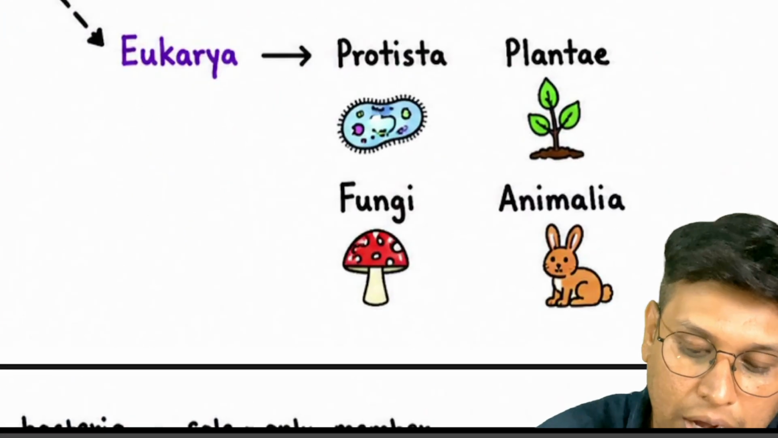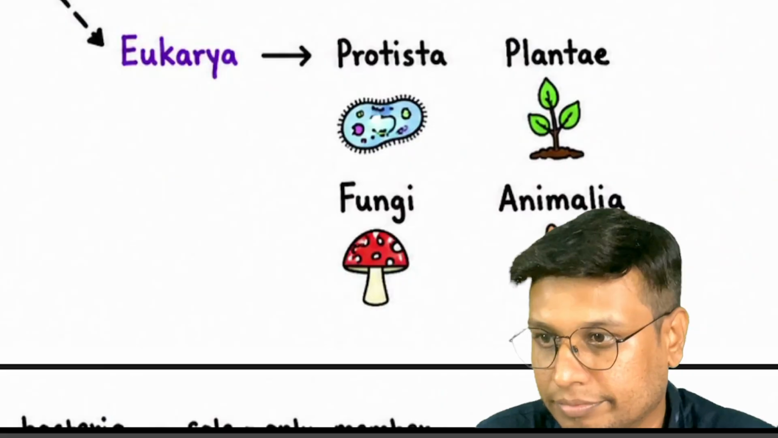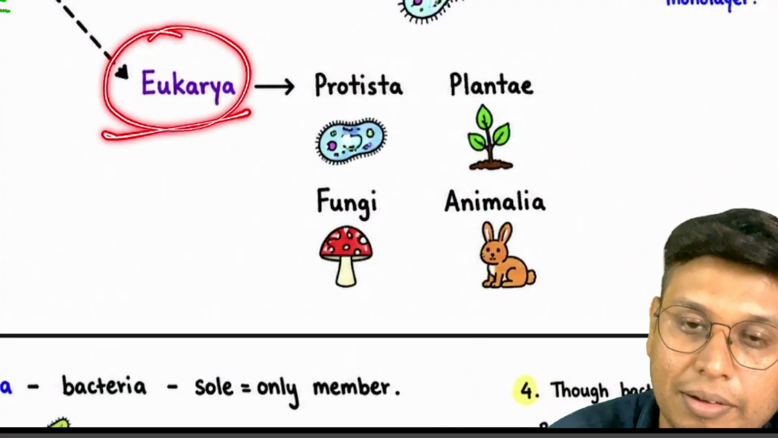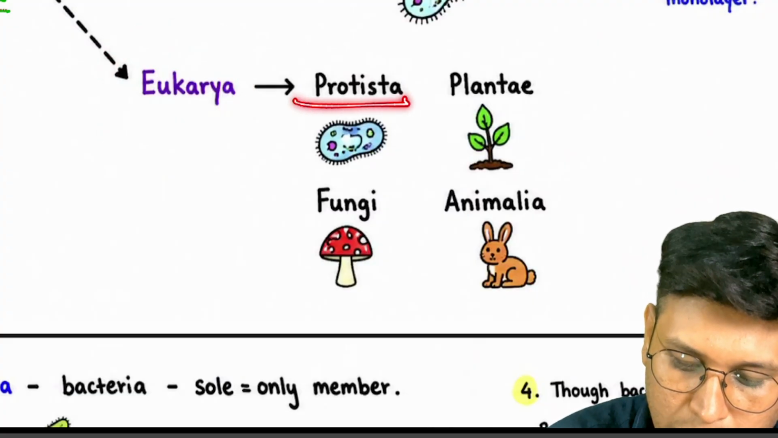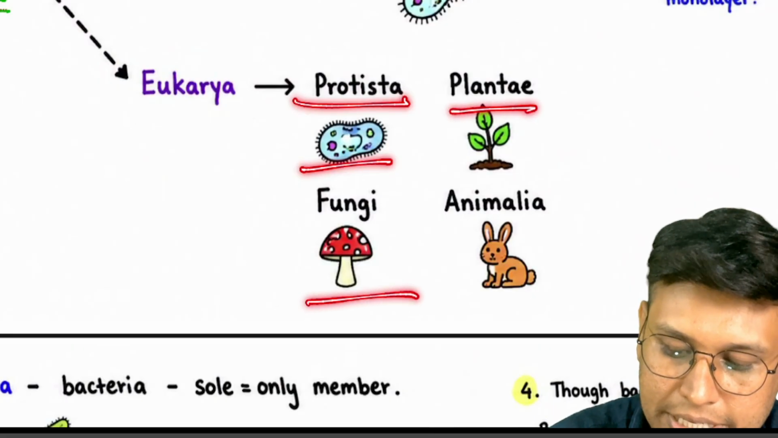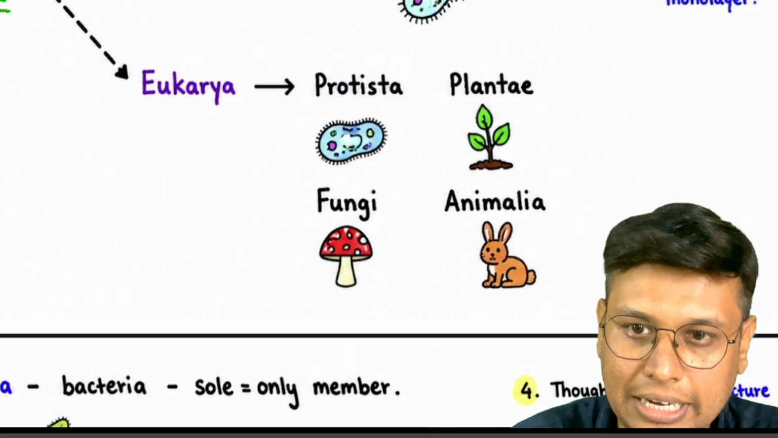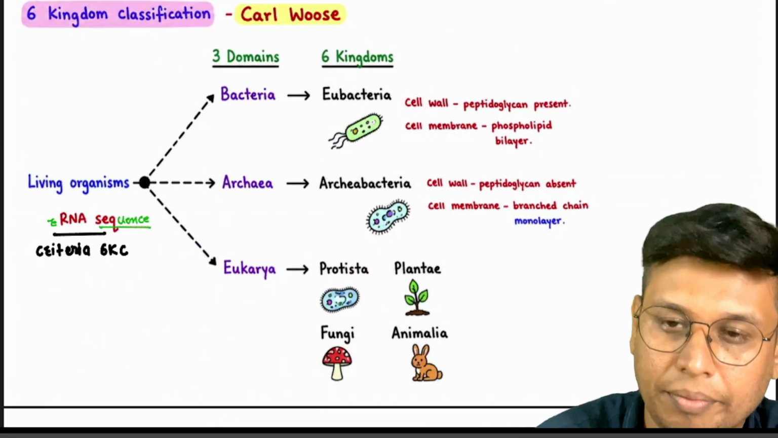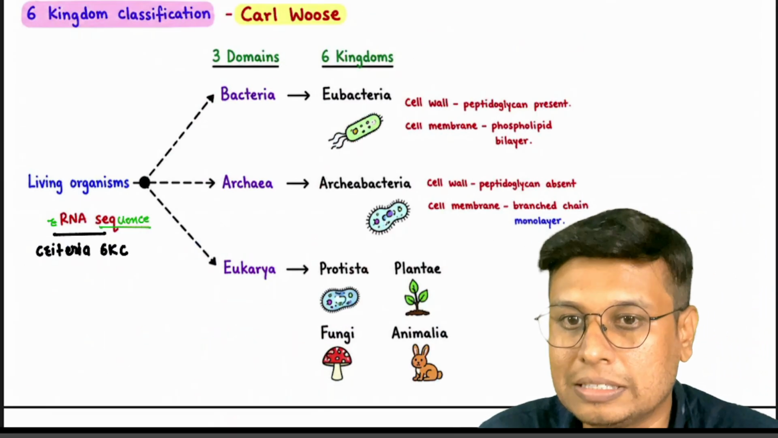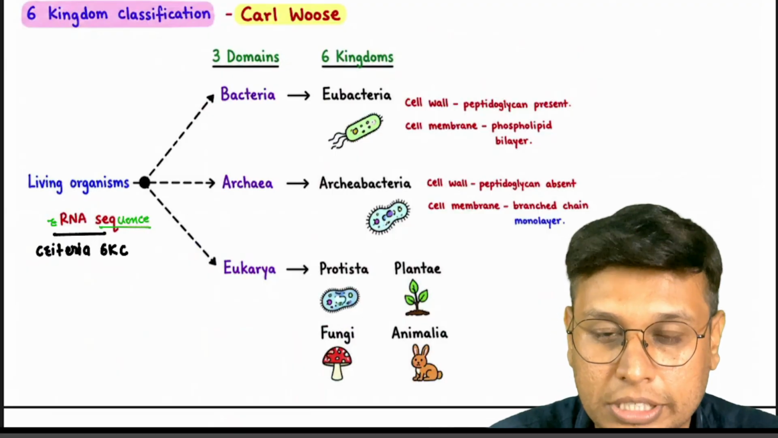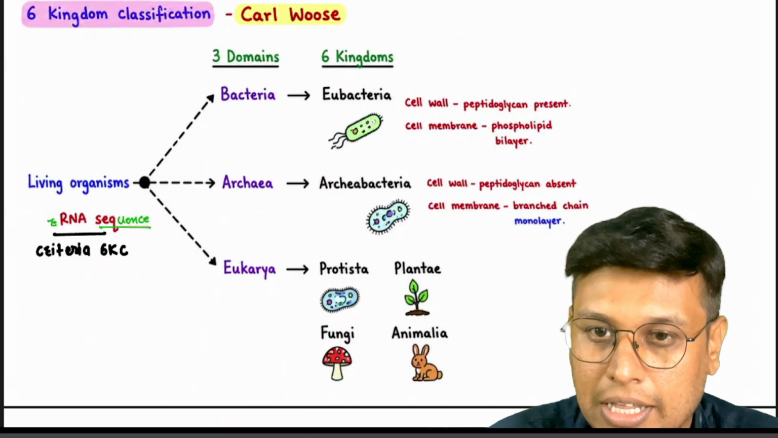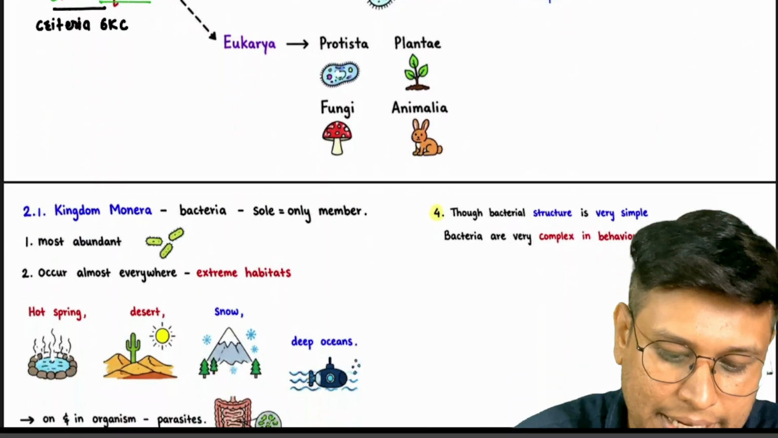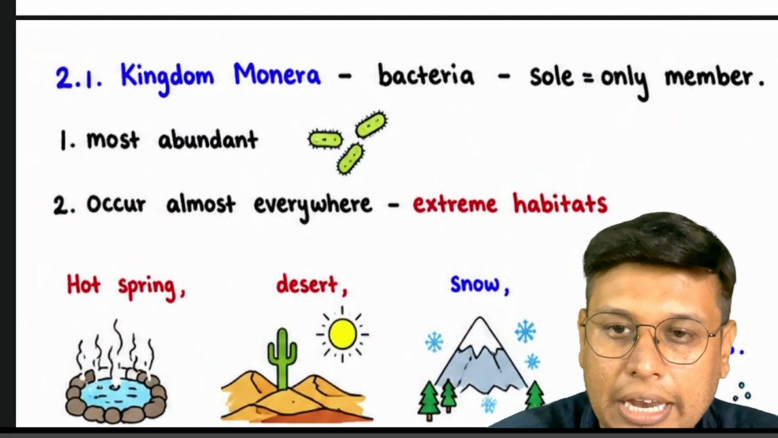They have put all the other eukaryotic organisms in the third domain, Eukarya: Protista, Plantae, Fungi and Animalia. Here we have completed the classification which is present in biological classification. Next, we are going to deal with the bacteria, kingdom Monera and all.